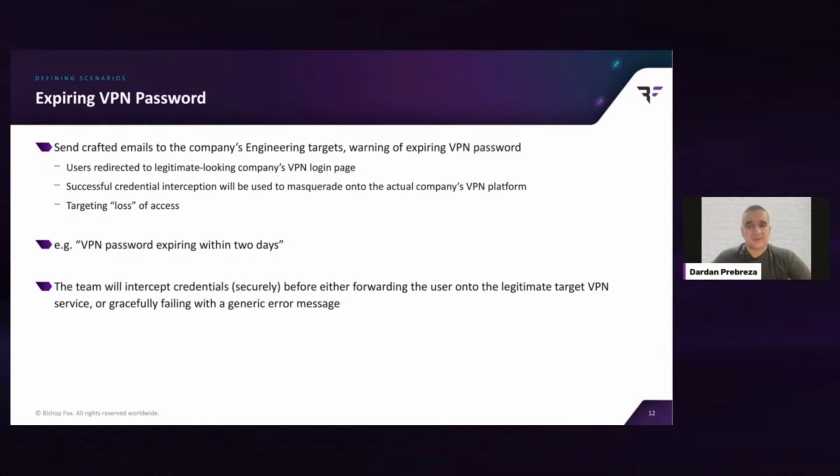For instance, we could send an email with a subject line like "VPN password expiring within 2 days." And if we do this on a Friday afternoon, people will rush to change their passwords because they don't want to lose the access over the weekend. And the success rate oftentimes is, let's say, good enough to gain an internal footprint into a company's internal network through the VPN. So again, the team will intercept credentials securely before either forwarding the user onto the legitimate target VPN service or gracefully failing with a generic error message, like there is a system error or something similar.